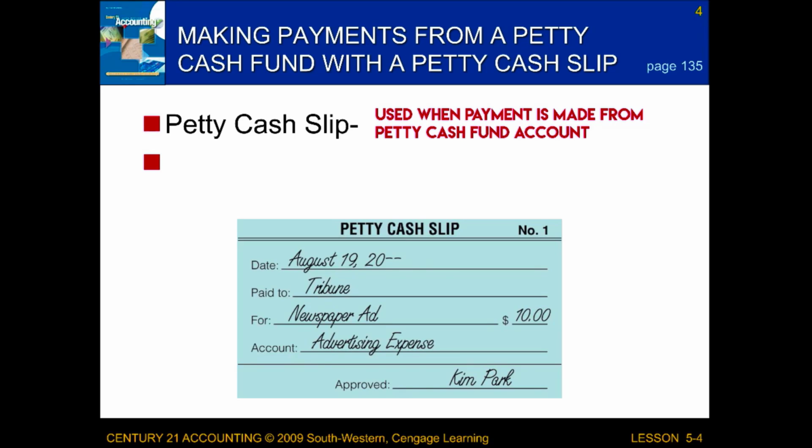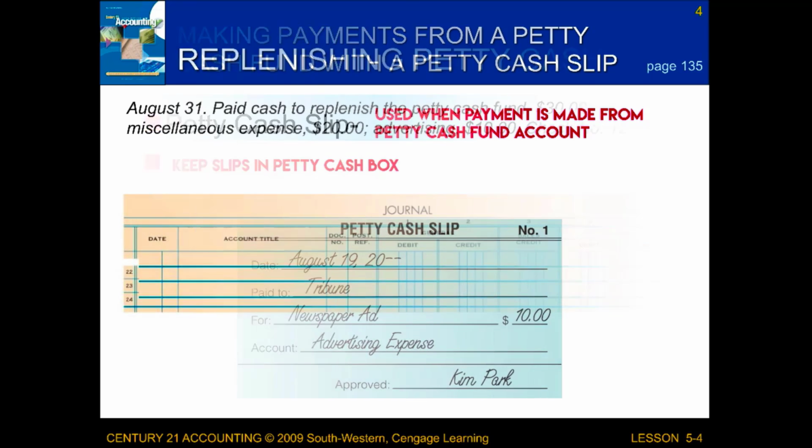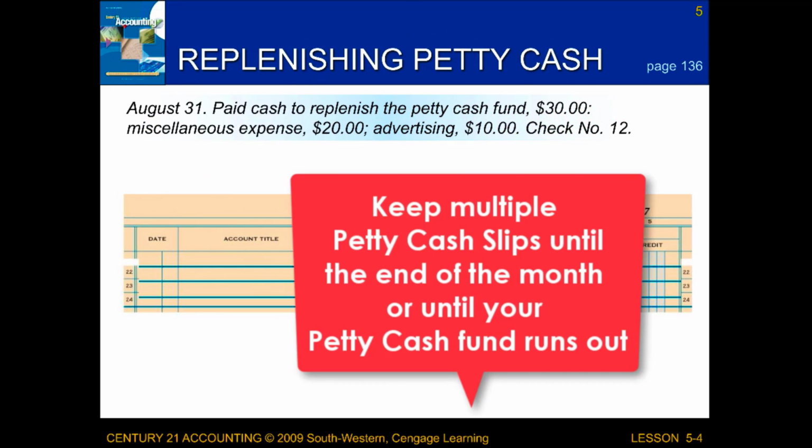You do have to record that in accounting. And then you just write something on that little slip and you keep all of your slips in your petty cash box. And when you run out of money in your petty cash box, you can do all your journal entries and then you can replenish your petty cash fund like we just did on the last slide. So when you make a payment using a petty cash slip, that also has to be journalized. And like I said, you're going to keep multiple slips in there and just wait until your petty cash fund is depleted until you record them.